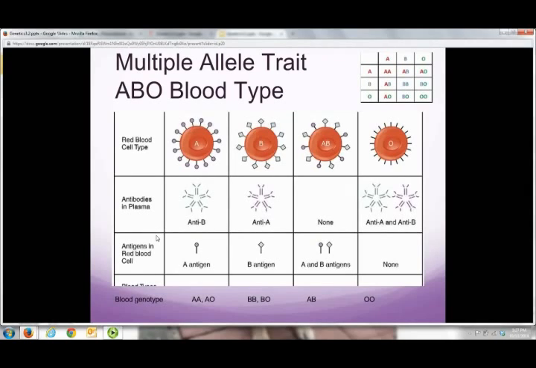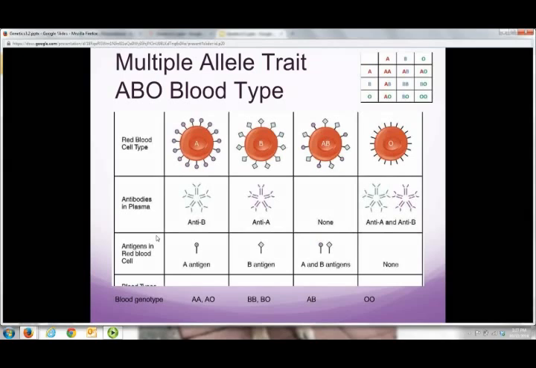So the antigens on the red blood cell will be the A antigen, because that is the marker on the cell for type A blood, and the B antigen in the type B blood type. The AB blood type has both antigens, and the type O has none. These are inherited codominantly from both parents. So when we look at the blood genotype, what that means for the person who is blood type A is they either inherited A from both parents or A from one and O from the other. The person with type B inherited B from both parents or B from one and O from the other.